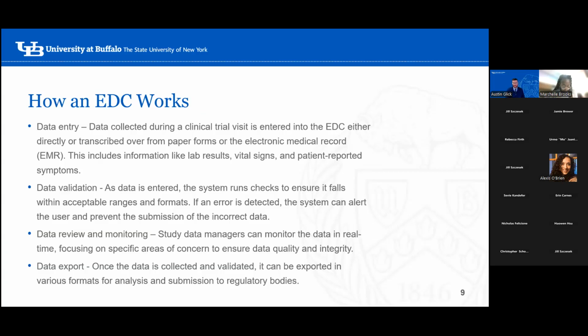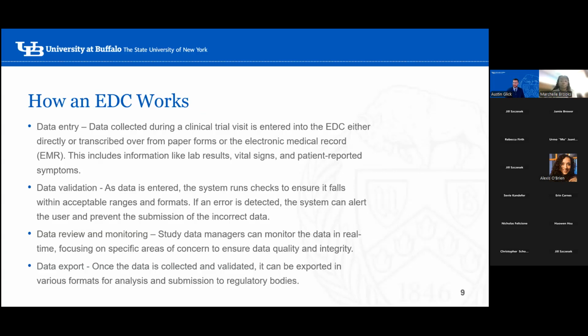Then data is validated. As the data is entered, the system runs checks to ensure it falls within acceptable ranges and formats. If an error is detected, the system can then alert the user and prevent the submission of incorrect data. This is really important. Data validation has come a really long way in the past 10 years within EDC systems. Now in modern EDCs like Advarra's EDC that I'll be talking about, there are a lot more validation tools that we can use so that things can be more automated.